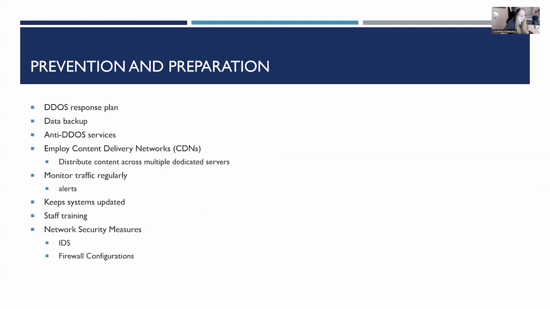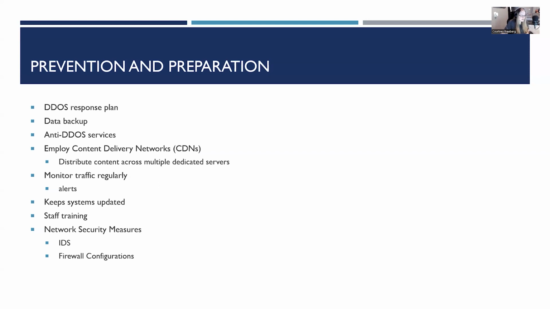So to continue on with prevention and preparation for something like this, a DDoS response plan is always a good thing to have if this does happen, and the team will know how to respond. Data backups are also a good thing to have. There are anti-DDoS services such as Cloudflare. There's also a thing called employing content delivery networks. It distributes the content across multiple dedicated servers, so not one is overwhelmed. Also, as a team, monitoring traffic regularly is one good thing, to have alerts go off for the team to be able to respond, even if it is a false positive. It's good to look into.